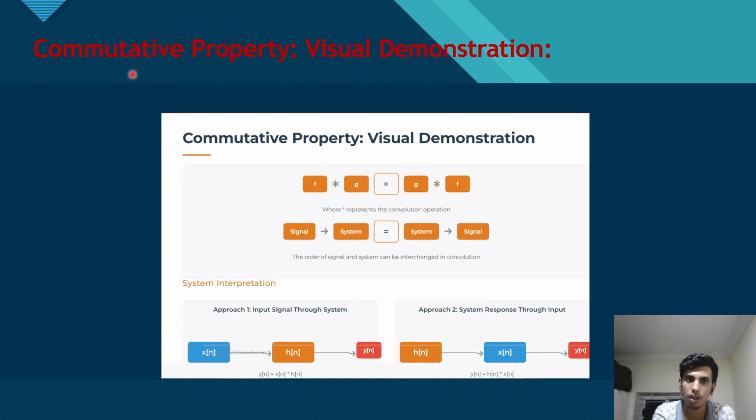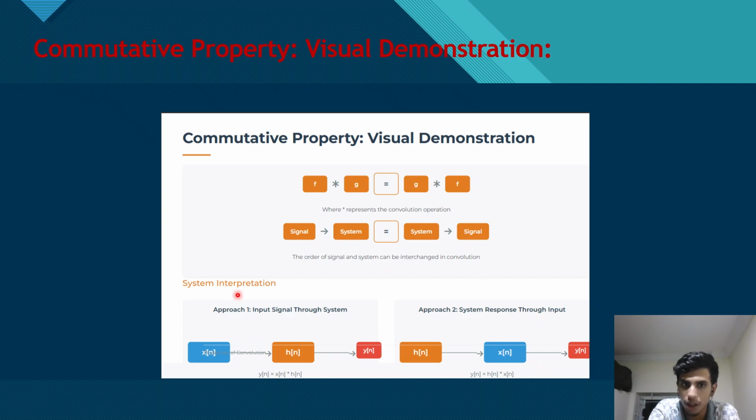Now we will discuss the commutative property visual demonstration. f convolution g is equal to g convolution f. It is simple, it is nothing but reversing. When we convolve signal and system, or system and signal, we get the same result. That means signal convolution system is equal to system convolution signal. The order of signal and system can be interchanged in convolution.